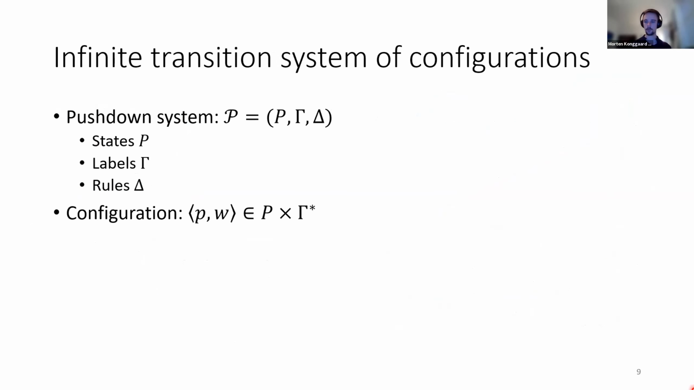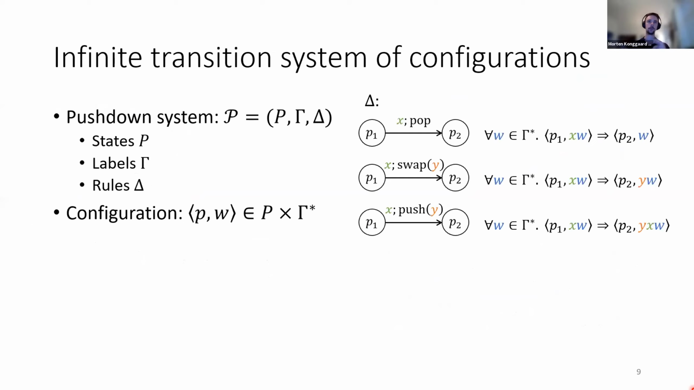So now to give a little bit of notation, the pushdown system consists of states P and labels gamma, and then we have some rules delta. And a configuration, as we saw before, is a state and a word, that's a stack of labels. And the semantics, when we talk about reachability, is in this infinite transition system of configurations, where each rule in the pushdown generates these transitions in this transition system.